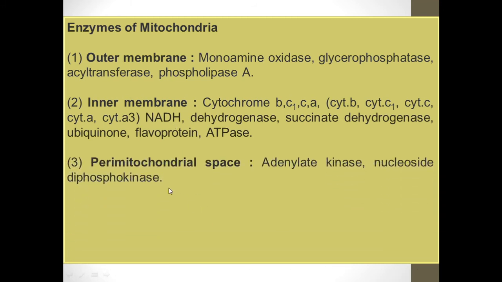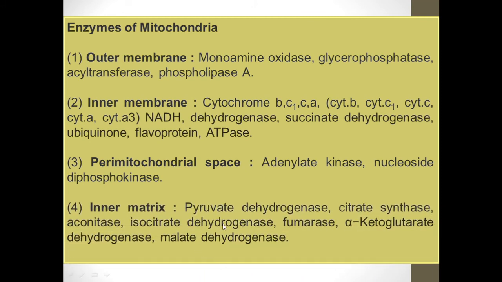Then the perimitochondrial space has adenylate kinase and nucleoside diphosphokinase. These kinases are for adding phosphate groups. So the things which want to enter from the perimitochondrial space to the inner membrane, to the inner side or the matrix, have to be modified. So these kinases add a phosphate group to them and also help in GTP or ATP synthesis.